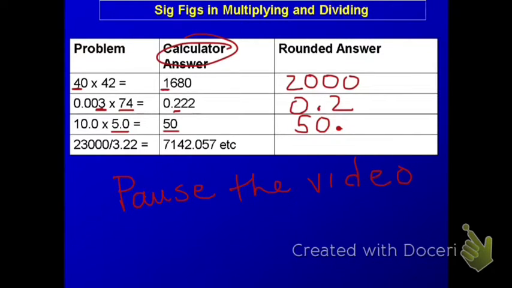Our last one, we have 23,000 divided by 3.22, and there's the answer. 23,000 has 2 sig figs, 3.22 has 3, so we're limited to 2 significant figures. So our final answer should be 7100. And that's it for sig figs in multiplying and dividing.